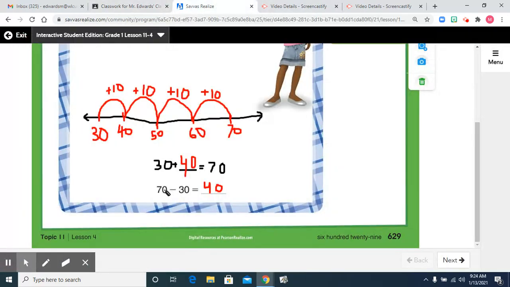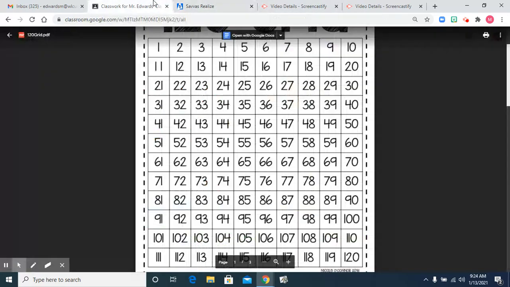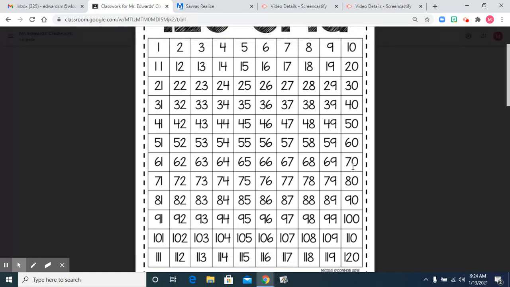Now, 70 minus 30, we said it equals 40. So here's 70. If we took the shortcut, we're subtracting 30, so we have to go up. We'll go up 30. Count by tens. 10, 20, 30. What did we land on? We landed on 40, so we know our answer is correct.